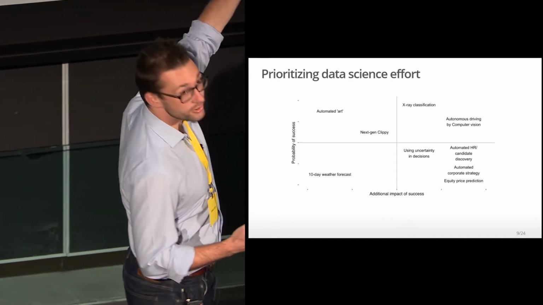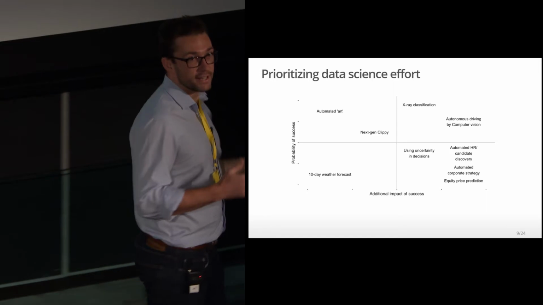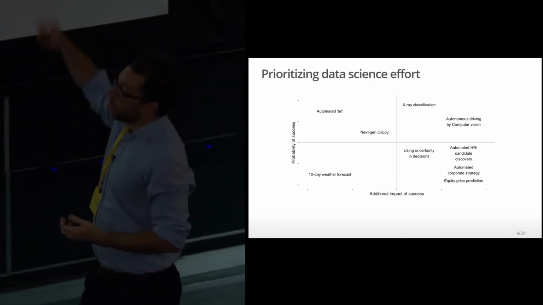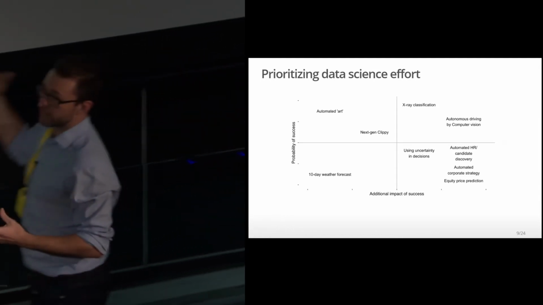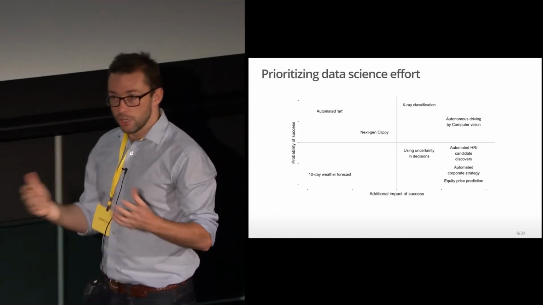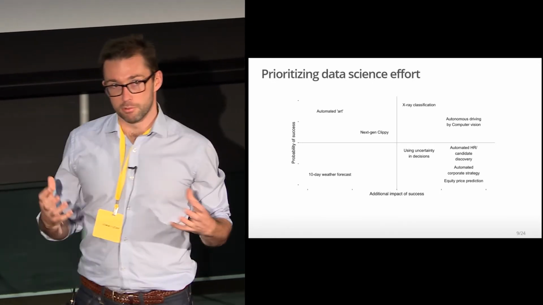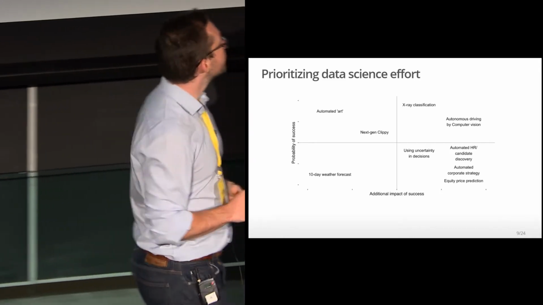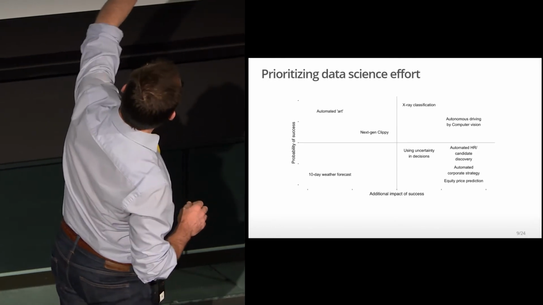Up the top, things I'm really confident that we're going to get pretty soon, based on trajectory and the fact that these are problems that are defined by the inputs. We've got autonomous driving by computer vision or X-ray classification, these sorts of things. They're closed systems. They've got pretty high quality information. These are solvable problems. They're maybe not easy problems, but they're solvable. Bottom right-hand corner, or maybe let's talk about Clippy first.